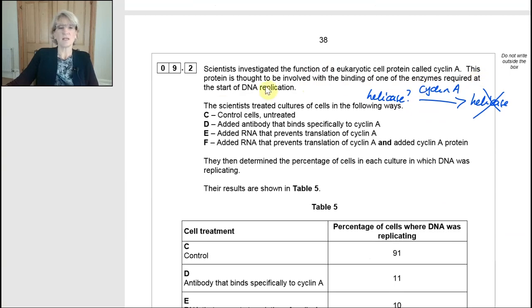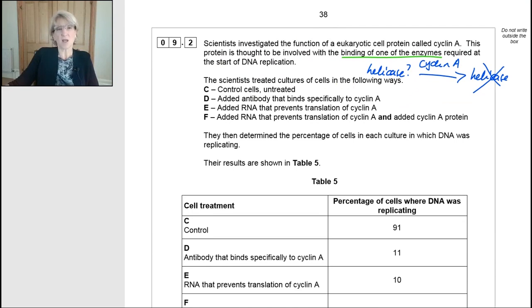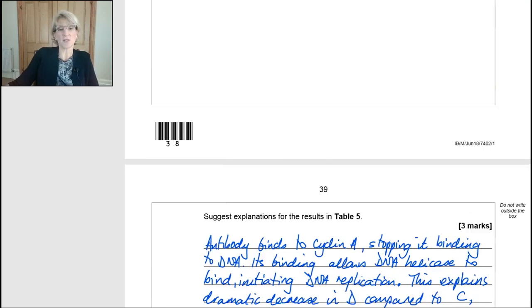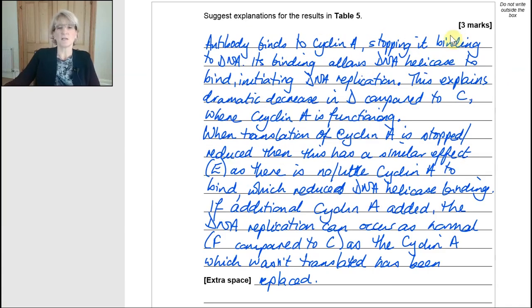Here we go. This protein is thought to be involved with the binding of one of the enzymes required at the start of DNA replication. So it's the binding of one of the enzymes to the DNA, because otherwise, the enzymes that start DNA replication couldn't do anything if they didn't bind to the DNA. I've suggested that it stops cyclin A binding to DNA.